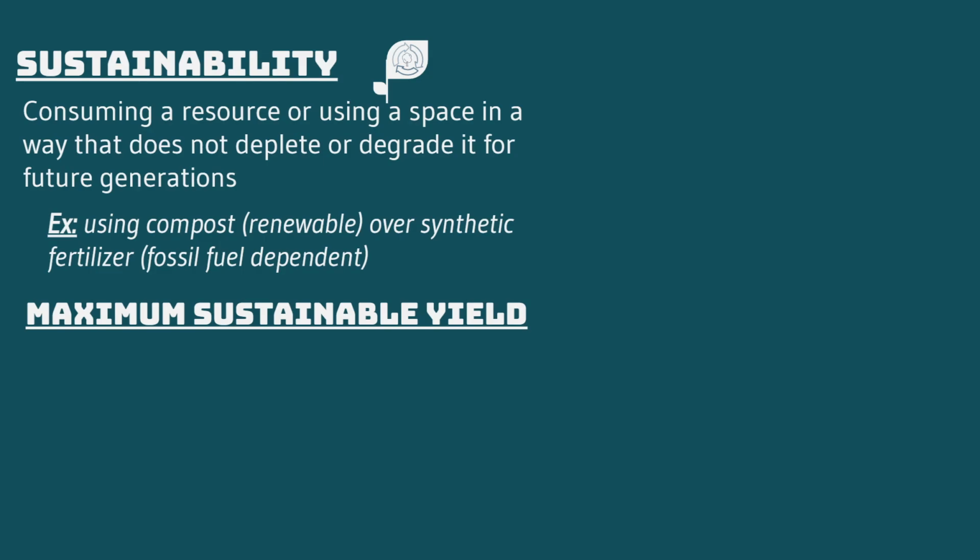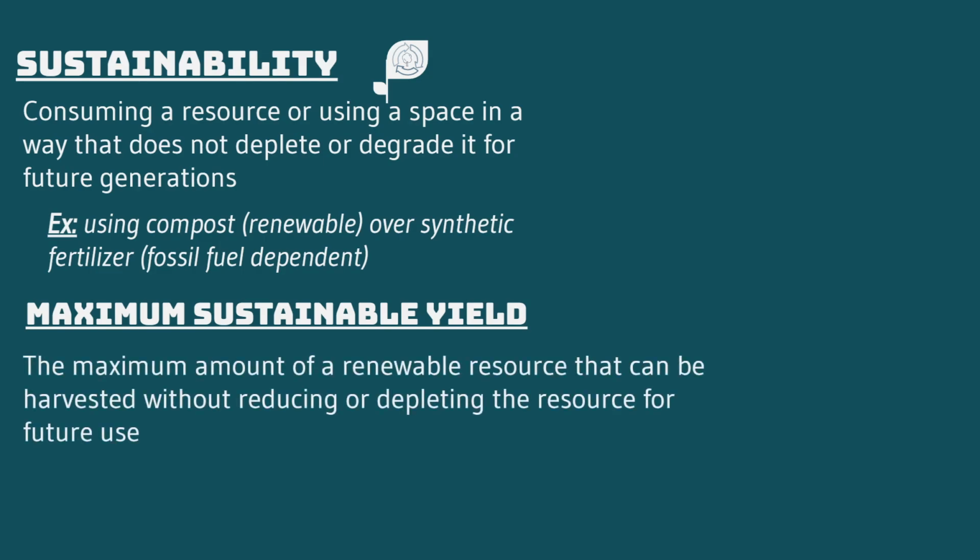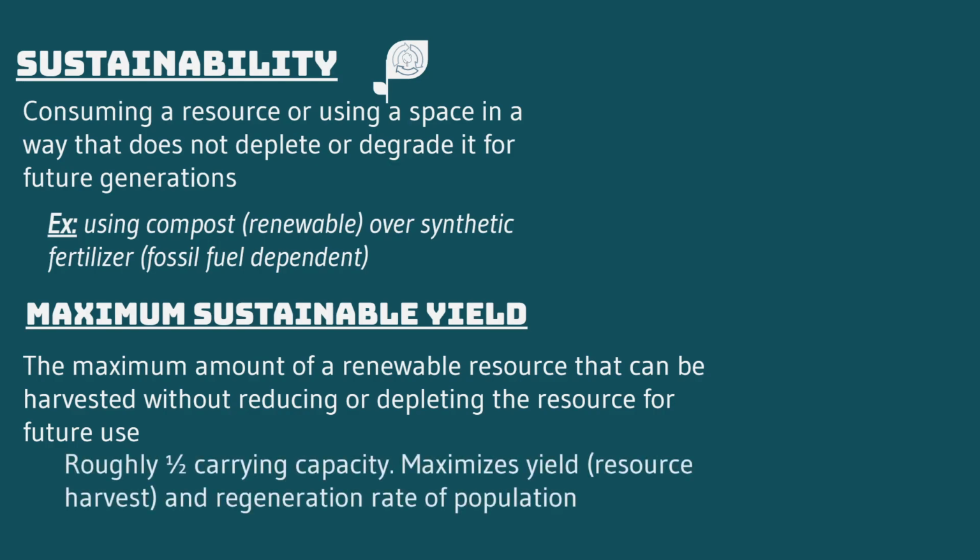Maximum sustainable yield is the idea that if you want to use a renewable resource, it should be done at a rate that is not greater than the resource can replenish itself. If you harvest a renewable resource at about 50% of its regeneration rate, or 50% of its carrying capacity if we're talking about a living organism, that's going to allow you to maximize your harvest or your yield, how much you take from the resource. It is also going to maximize the regeneration rate or the regrowth period.